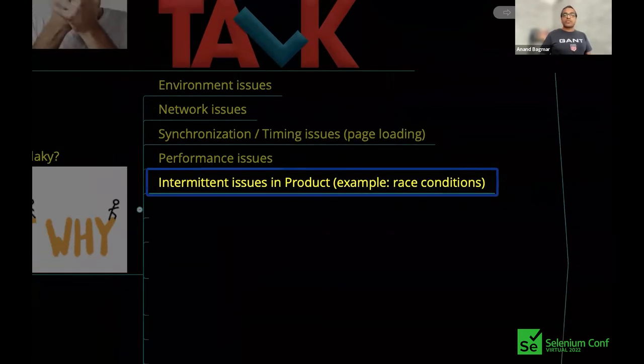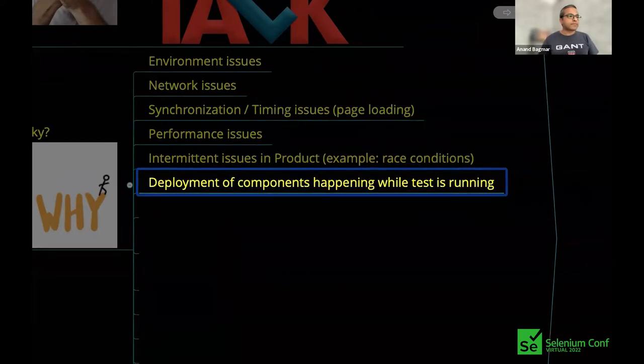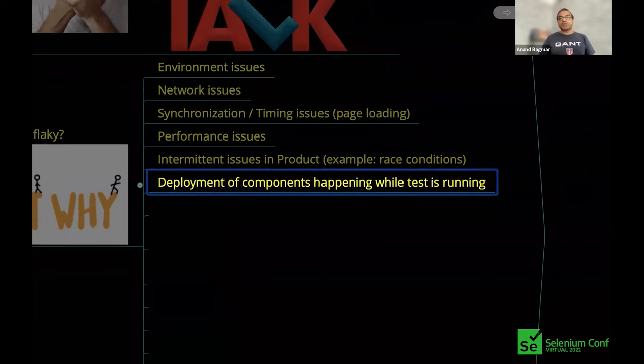There could be intermittent issues, again based on the context of what is happening in your application, that lead to race conditions, which might lead to flakiness of your test execution as well. It is possible, especially in this microservice architecture that everyone is doing these days, that there is some component which is getting deployed, and that might cause a problem as well.